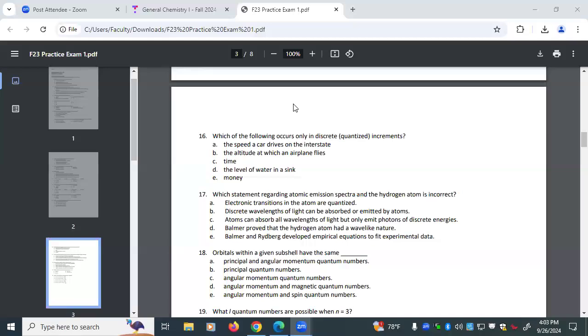The level of water in the sink, well, is it this high, or is it this high, or is it this high, or is it somewhere above or below? These are all continuous amounts. Money, however, is not continuous. There is a discrete end to money, the penny. You can't get a smaller value of money other than 1 cent, at least not in terms of actual coin money.